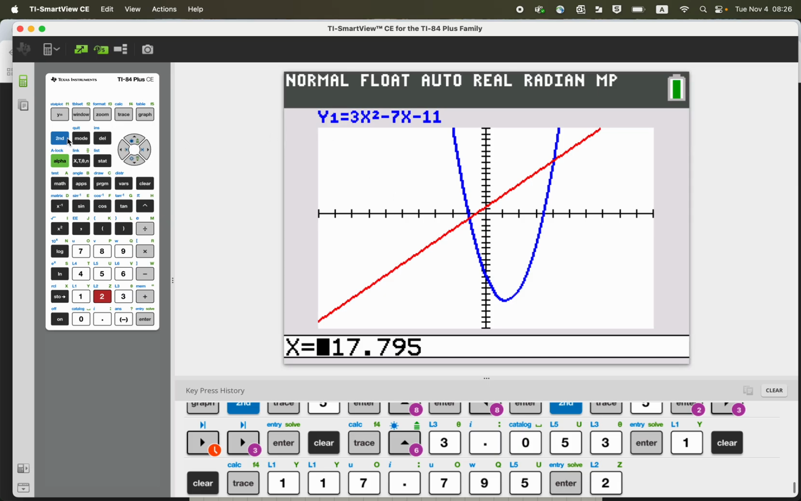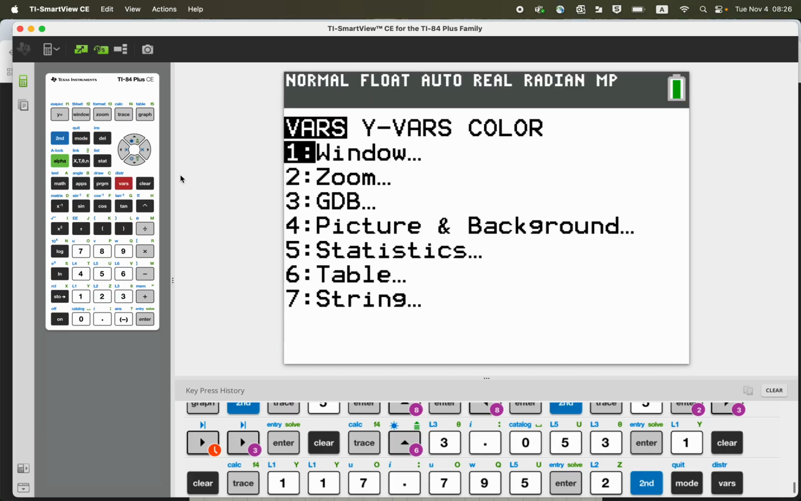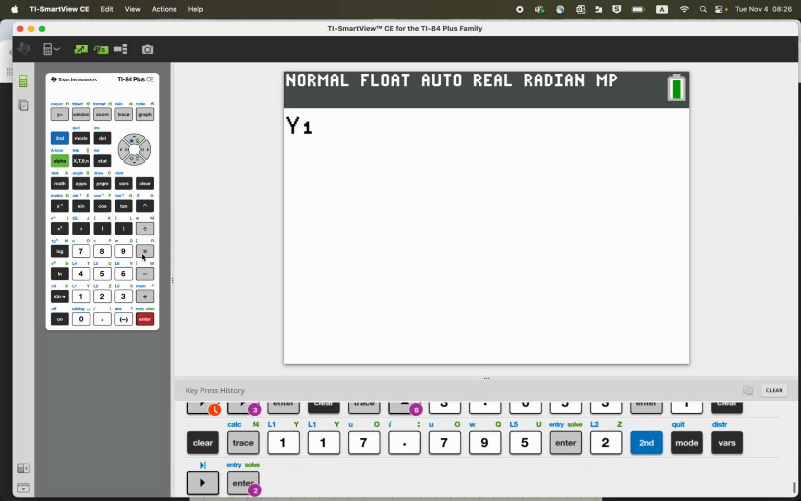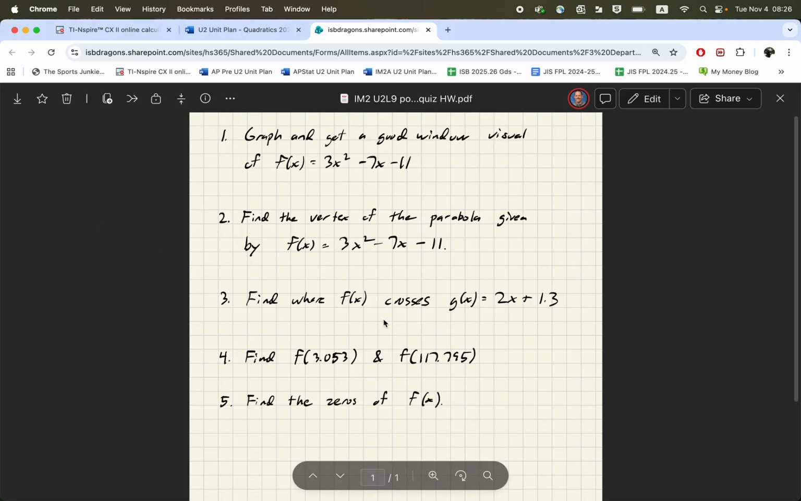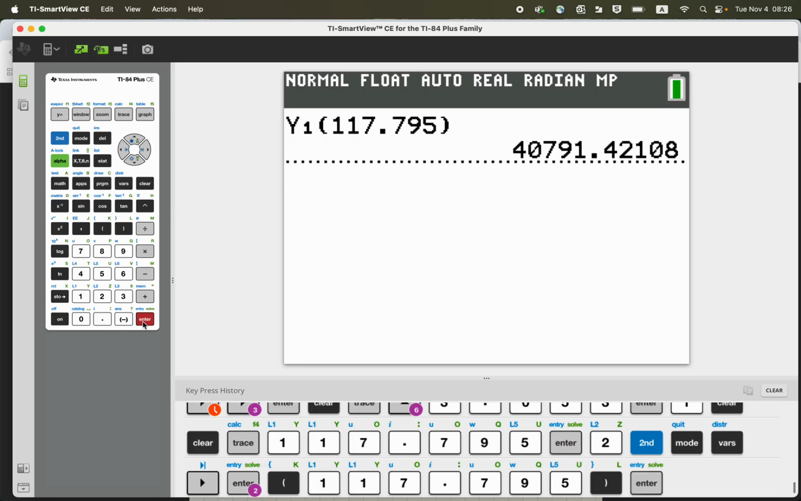Let's do this another way. I think this will work. Second quit. Now I'm going to go vars, y-vars, and I'm going to pull function y1. Then I'm going to put in parentheses, I hope this will work, 117.795. I think this will work, guys. Enter. Bam. We actually get an answer. If we want to see that graphically, we're going to have to make our window huge, so let's just confirm that. But this is the better way to go.